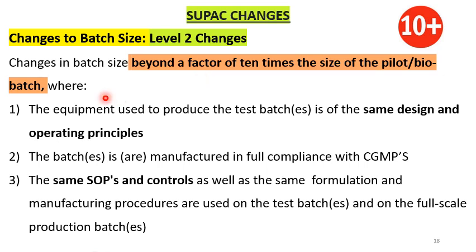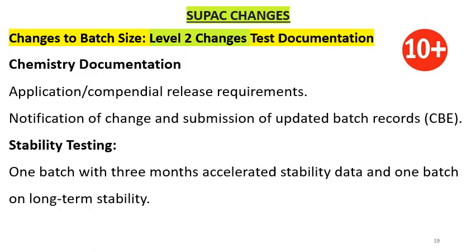So if your pilot batch size, as I have explained earlier, is 1.5 lakhs, now here the batch size will be more than 15 lakhs. Then it will come to level 2. Requirements for the batch size changes with level 2. What are the documentation required? So chemistry documentation requirements are application compendial release requirements, notification of change and submission of updated batch records. These are called as CBE.